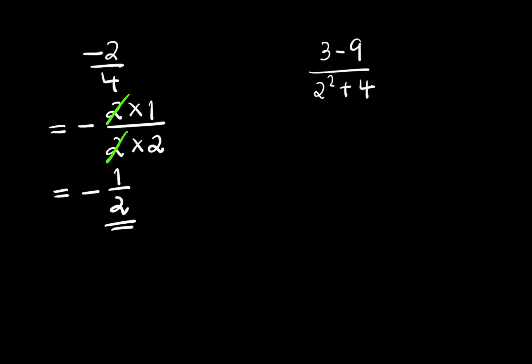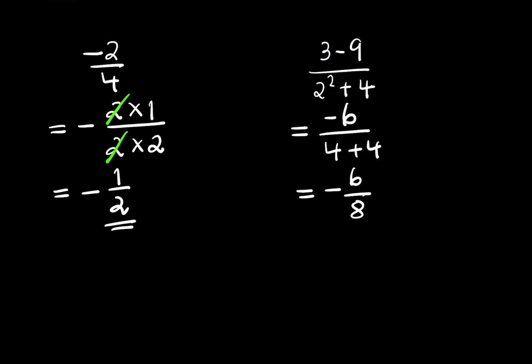Now look at the second question. 3 minus 9 equals negative 6 out of 2 squared plus 4, which is 4 plus 4. Negative 6 out of 8.